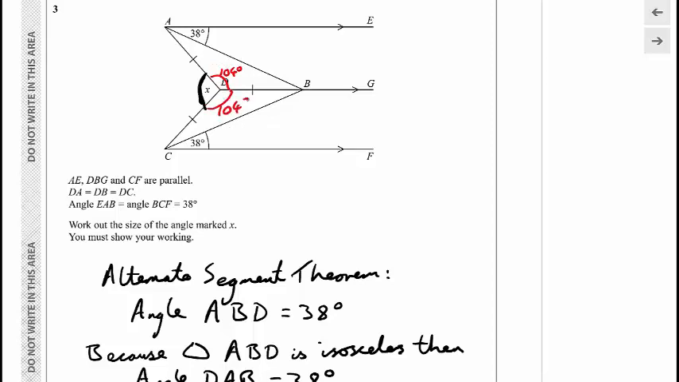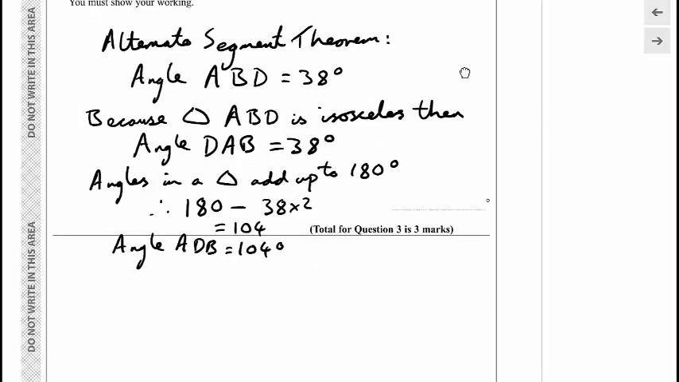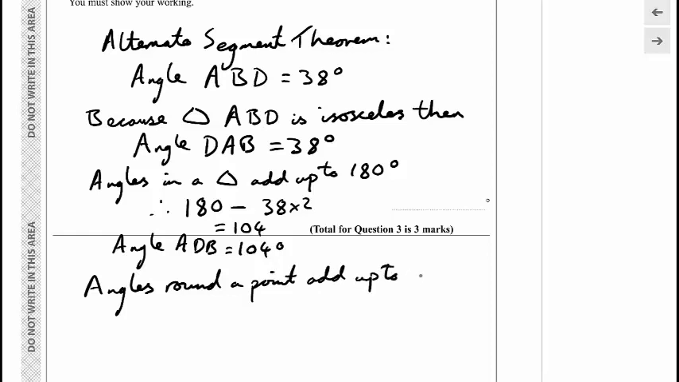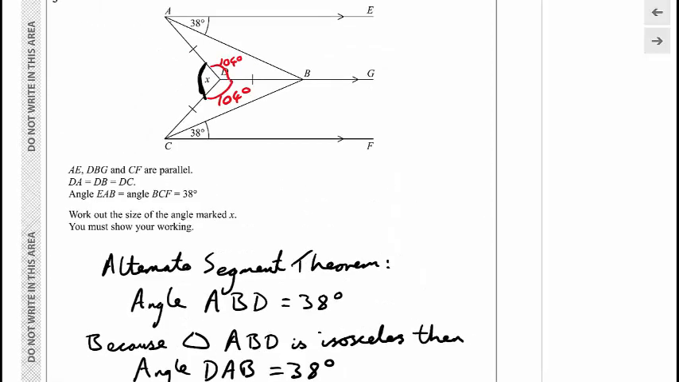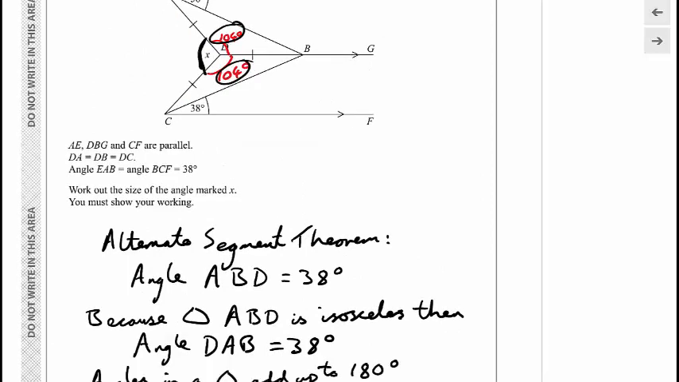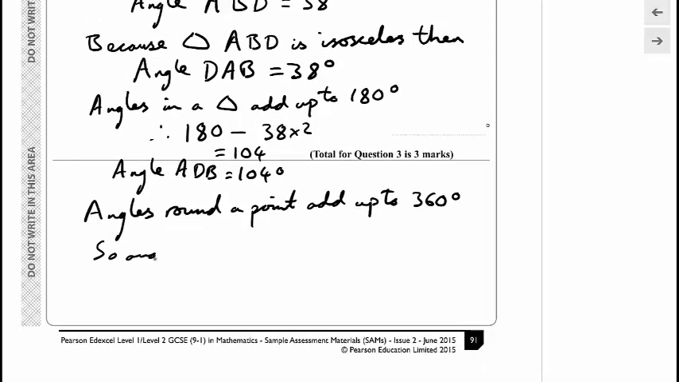So therefore, I can then say, if I get rid of everything else, I can then say that angles round a point add up to 360 degrees. So I know that angle X then must be 360 minus 104 minus 104. So angle X must be equal to 360 minus 104 times 2, which comes out as 152 degrees. So there's my angle X.